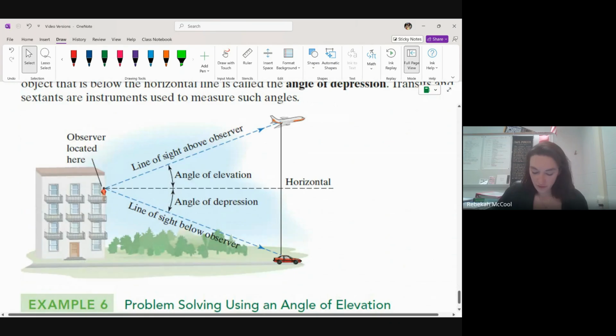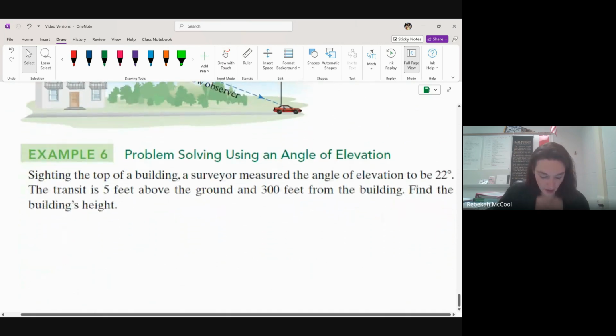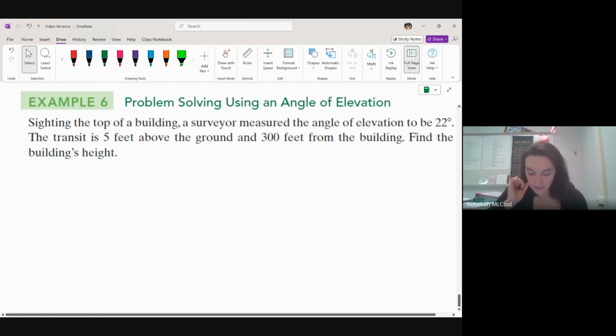So this is a good visual on how you can determine which one you're looking for, if it's angle of elevation or angle of depression, if you're looking up or looking down. Sighting the top of a building, a surveyor measured the angle of elevation to be 22 degrees. The transit, the tool that they use to measure these things, is 5 feet above the ground and 300 feet from the building.